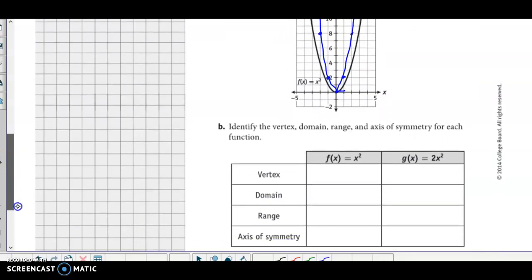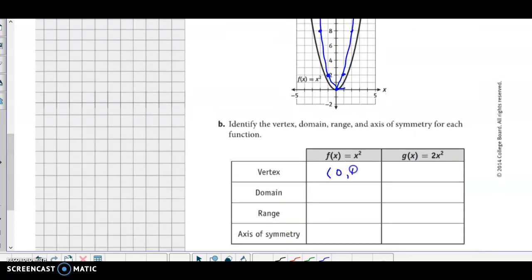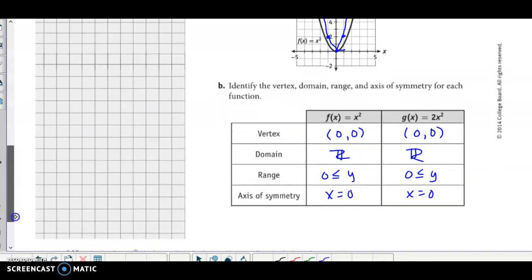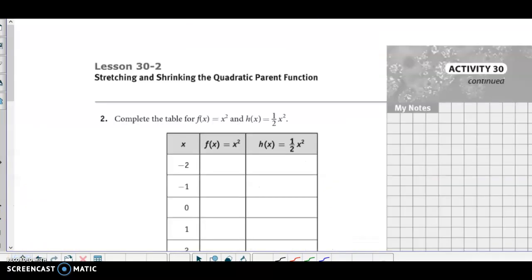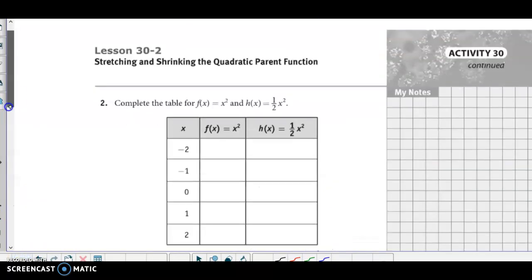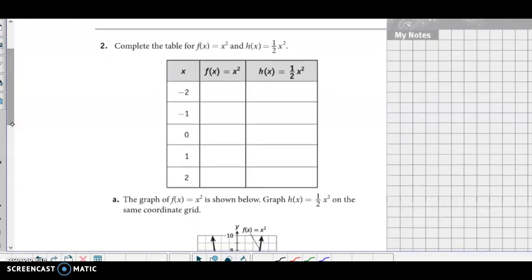So now when we compare all of these different pieces we've been talking about, our vertex did not change, our domain did not change, our range did not change, our axis of symmetry did not change. The only thing that changed was that it did in fact get taller. Okay, it stretched higher. So when we go to this next page, we should be able to make a prediction now about what would happen here.